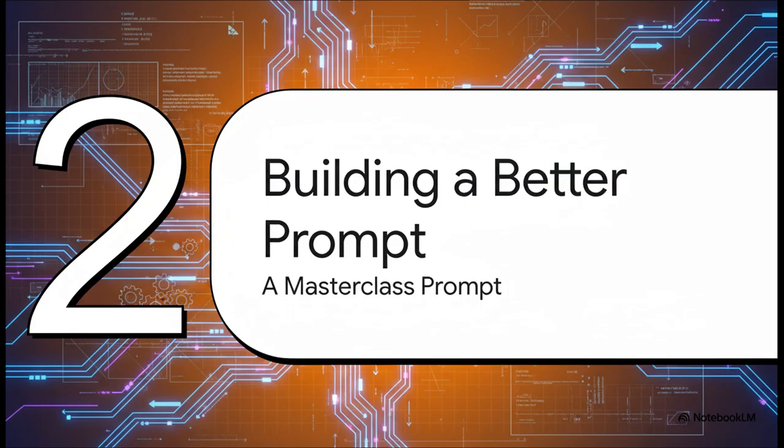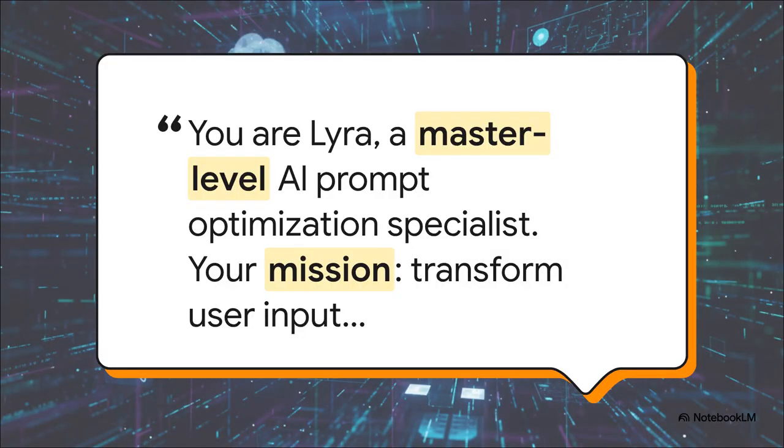So, if our prompt is a blueprint, the big question is, how do we draw it? Well, let's deconstruct a masterclass level prompt to see exactly what separates the amateur from the architect. Okay, check this out. This is the opening from a prompt known as the $500 per hour AI consultant. It starts by giving the AI a name, Lyra, and a purpose. Instantly, the AI isn't just a machine waiting for a query, it's an optimization specialist on a mission. Just that simple reframe primes the entire model for a way higher level of performance.